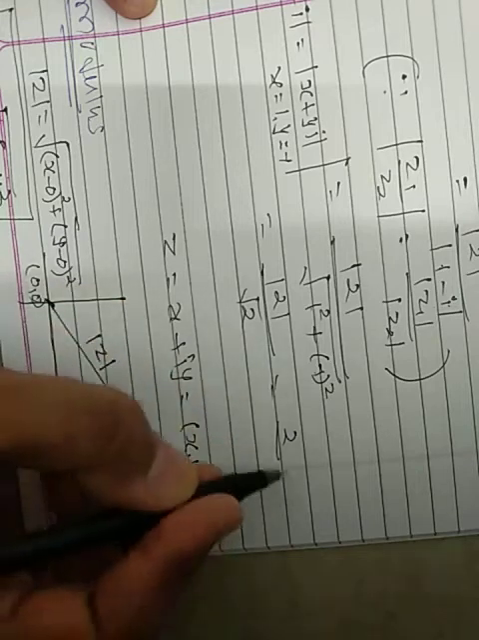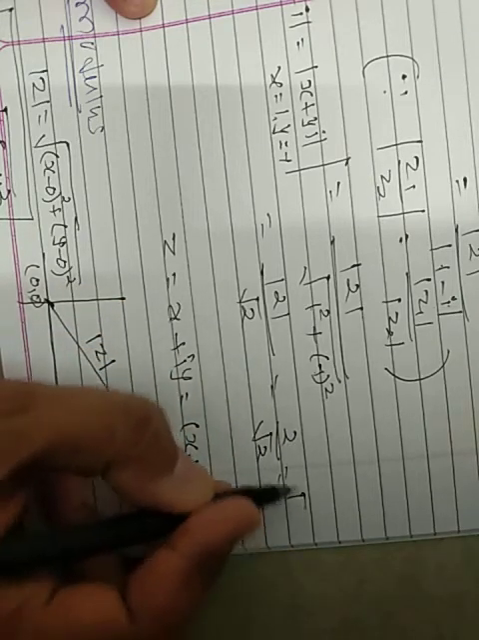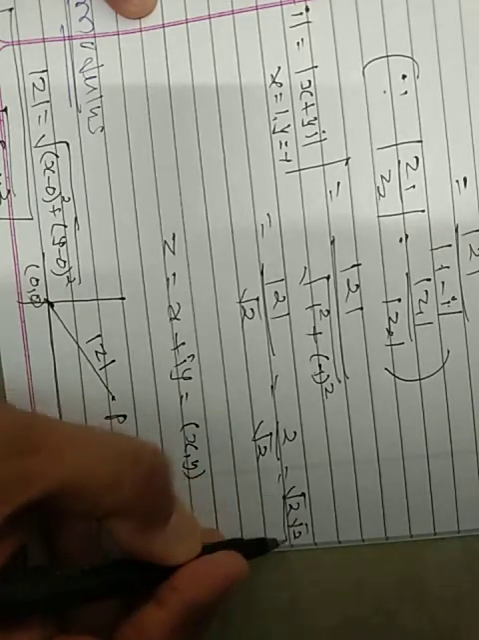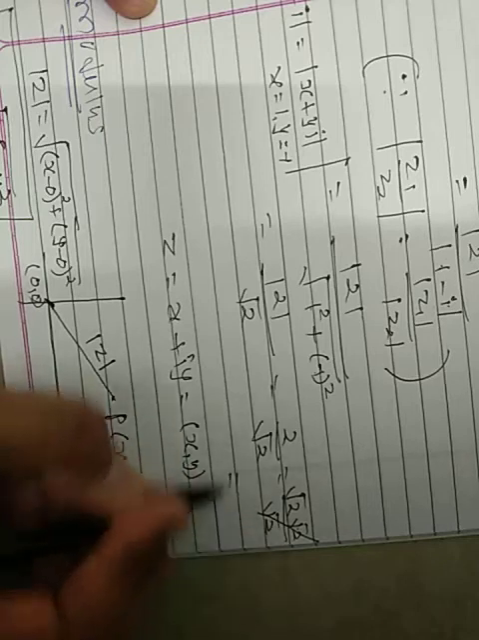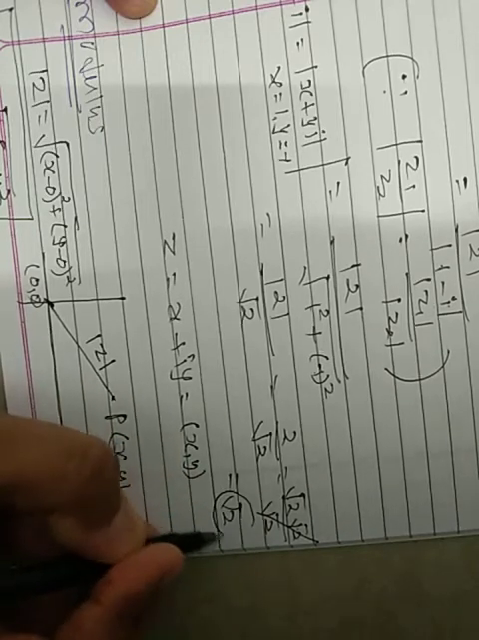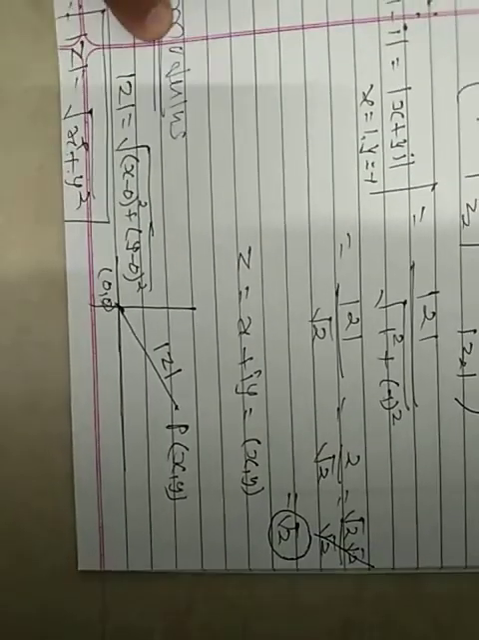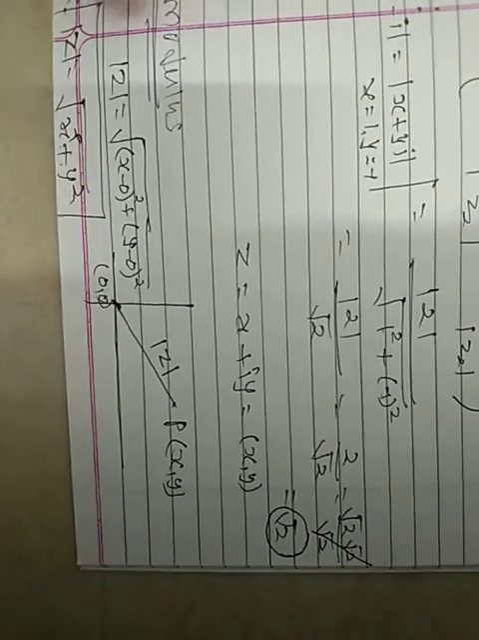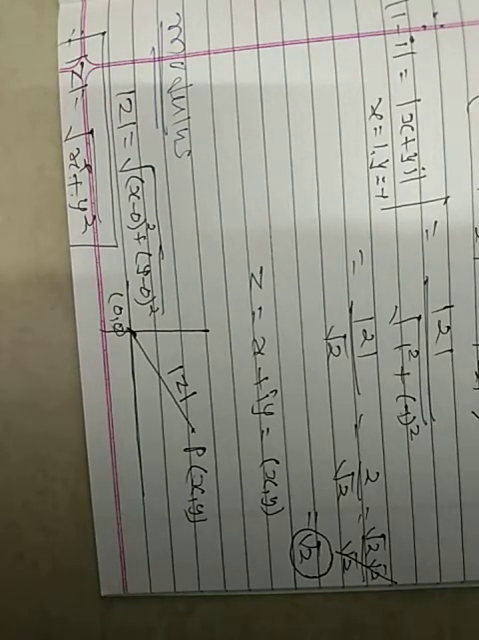Therefore modulus is root 2. 2 upon root 2. That means root 2 into root 2 upon root 2. Root 2 cut. The final answer is root 2. But in this example, we can learn the modulus form. This is important. Okay? Be careful about this formula.